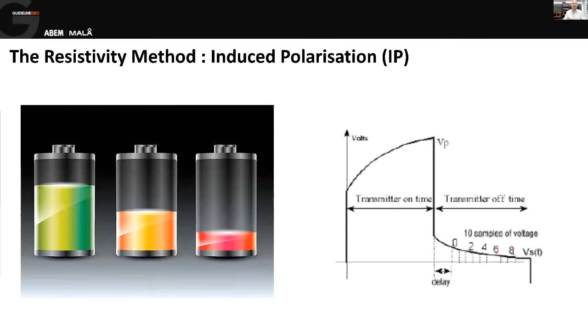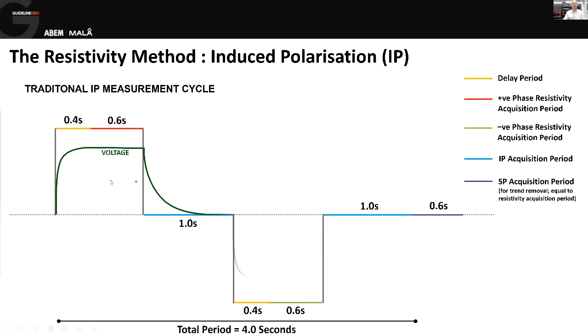The ground has a high chargeability. So what it looks like on an instrument is we switch the current on, we wait for the voltage to stabilize, so we have a little delay period, and then we measure the voltage over a certain period of time. We average it to improve the quality of the data, and that is used to calculate resistance and convert to apparent resistivity. Then we switch the current off, and then the voltage in the ground drops away slowly over time, and that then gives us our IP effect, our chargeability.